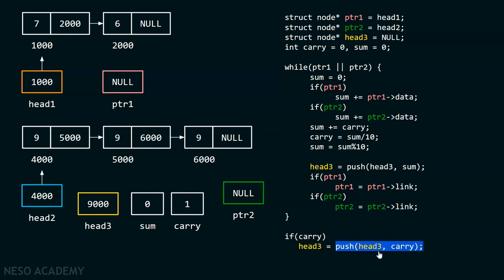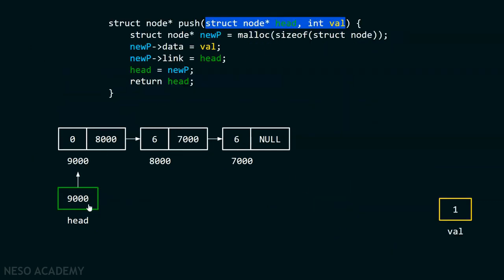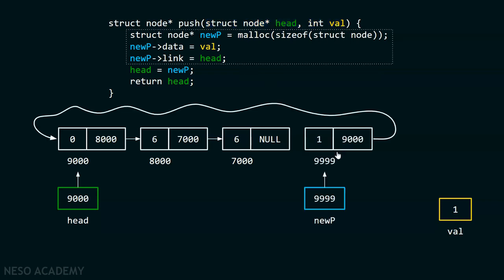And here we'll simply call this push function and pass head3 and carry to it. Head3 is 9000, so 9000 will be passed, and carry is 1, so 1 will be passed to the push function. Here head will receive the 9000 address and val will receive the value 1, right? After this, the next step is to simply create the new node. And you can see that 1 is added at the data part of this node. And you can also see that the link part is updated by the address of this particular node, right? And this is our new p pointer. And I'm assuming that the address of this node is 9999.